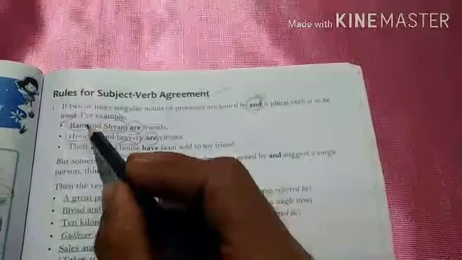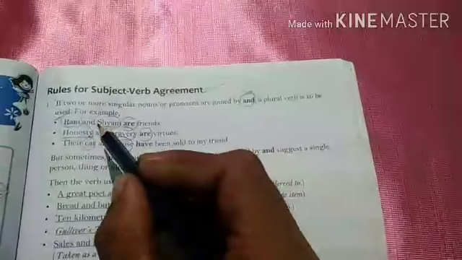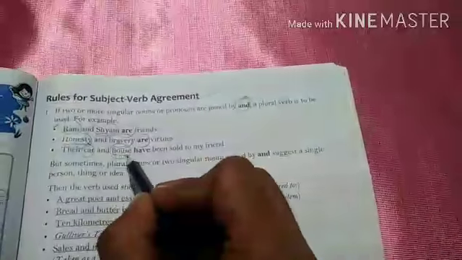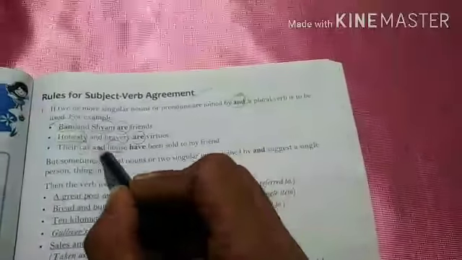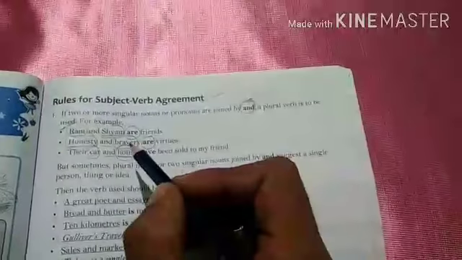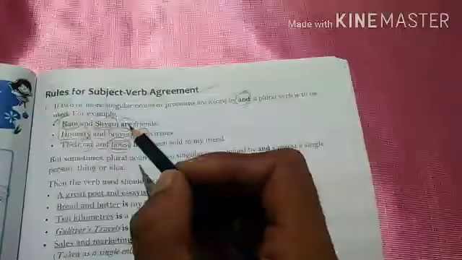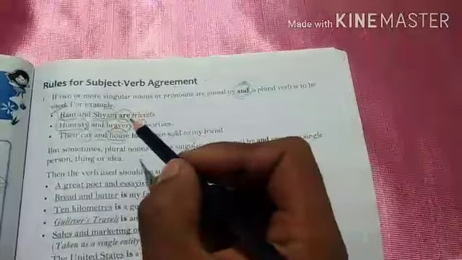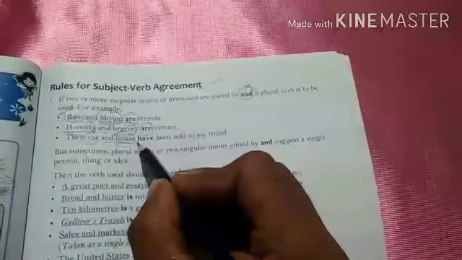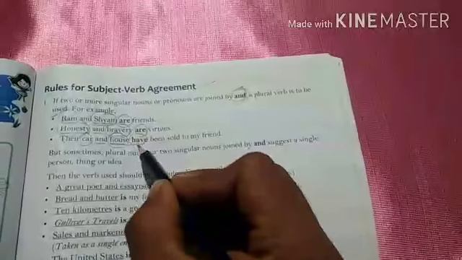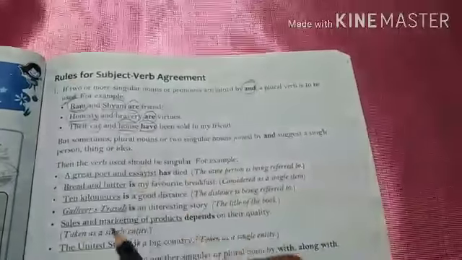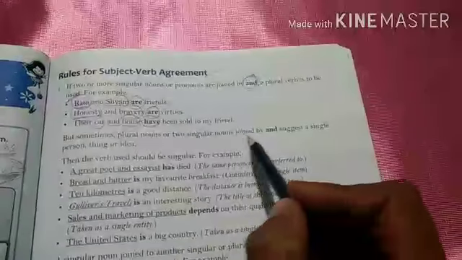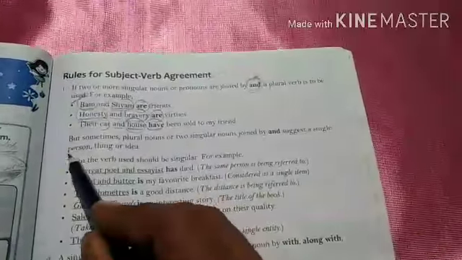The two nouns which are used as the subjects in each sentence have been joined by the conjunction and, and all the subjects are differently used as different nouns or different pronouns. So we have plural subjects, so we have plural verbs. Okay, but sometimes what happens, two singular nouns joined by and suggest a single person, thing or idea.